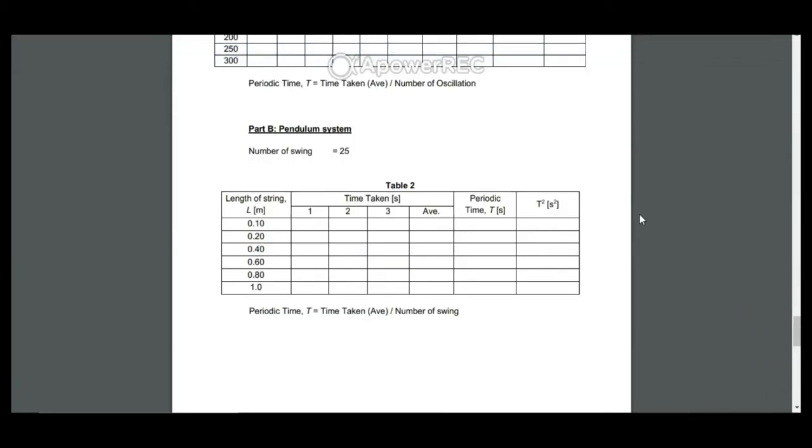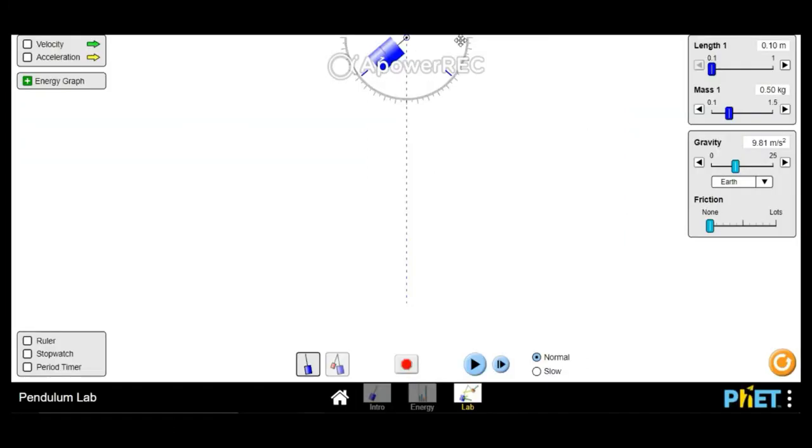Assalamualaikum warahmatullahi wabarakatuh. My name is Omar Muhammad Ghazali. I'm going to show you how to find the values for part B. So first things first, we must set the mass to 0.1, select the friction to none, and open the stopwatch. We must set the angle to 50 degrees. We must pause first, click start, then we count the swings.